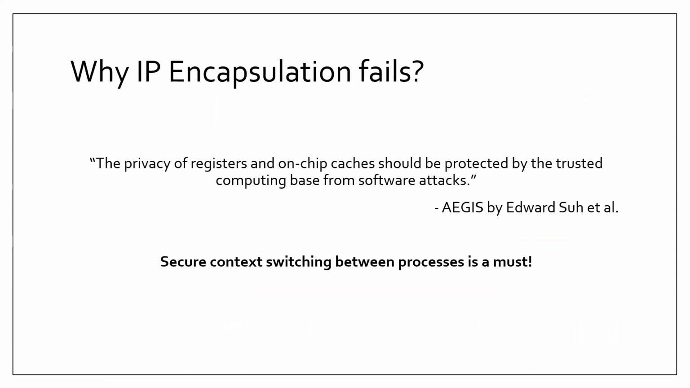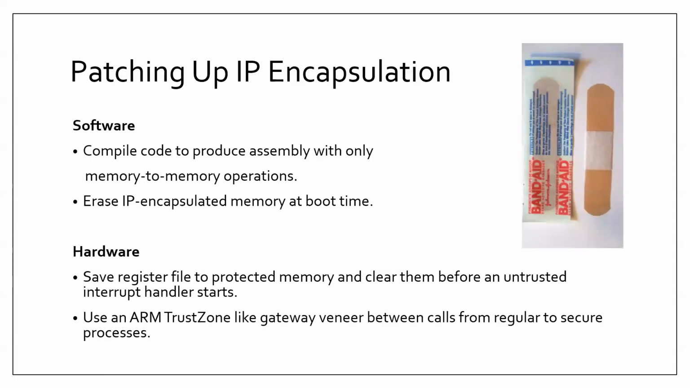Two reasons. One, as mentioned in the paper on the AEGIS architecture by Edward Suh and others, the privacy of registers and on-chip caches should be protected by the trusted computing base from software attacks. Otherwise, an attacker could simply reverse engineer it and exfiltrate data from the secure computing base. Another is that secure context switches between processes should be enforced.